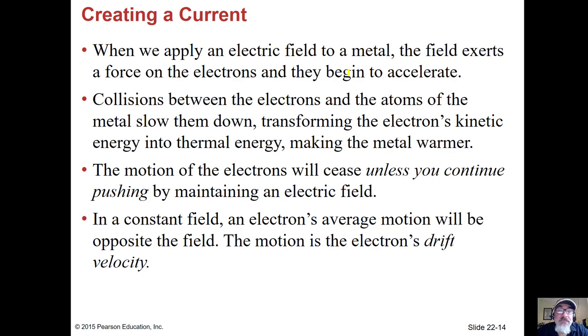Okay, so really that is what's going on, but we can look at it in a more macroscopic, big picture way. Second bullet point here, collisions between electrons and other atoms slow them down. Literally that is what's going on, they're colliding. Some of the kinetic energy that we calculated earlier in the semester turns into thermal energy, making metals warmer. As long as you've got the electric field there, you can guide electrons through.